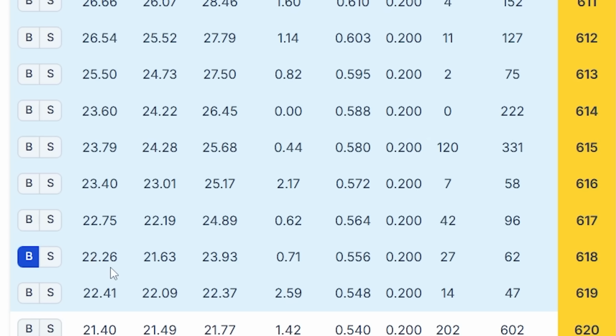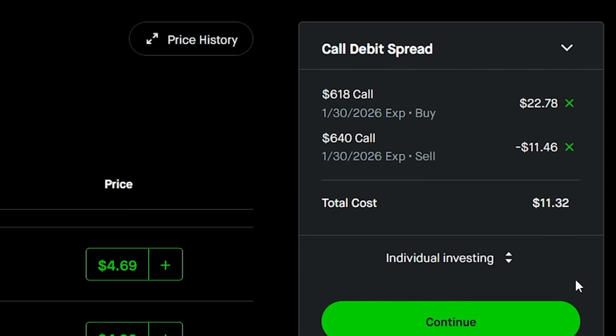Now I'm going to go build this trade in Robinhood so that I can show you a feature that they offer where you can see your risk to reward dynamic. Here's the exact trade built in Robinhood.